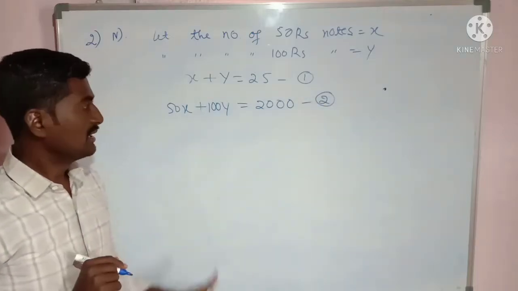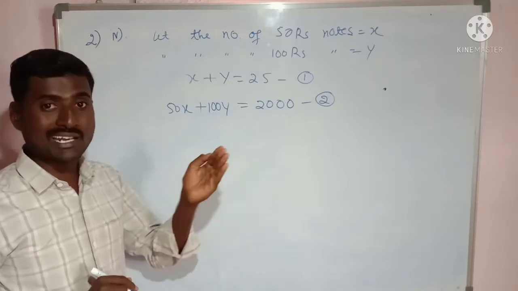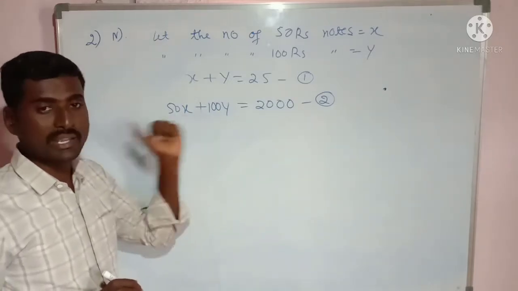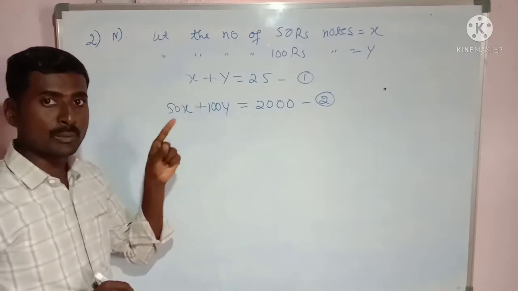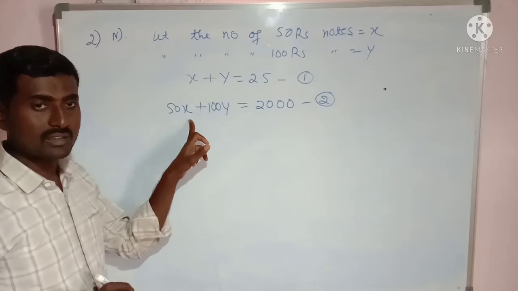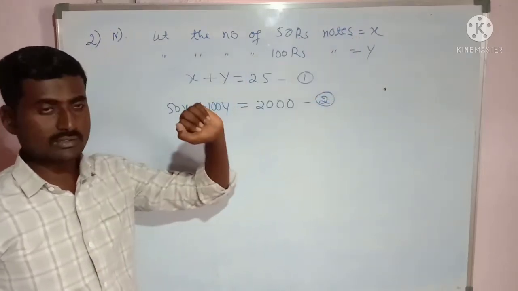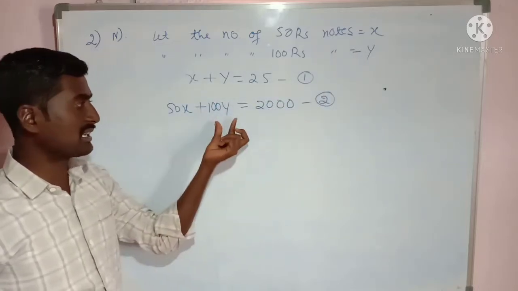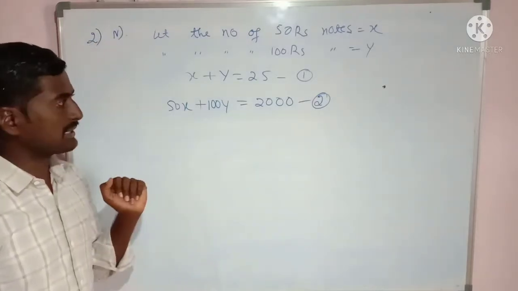So they said that she received 2000 rupees from the cashier. So I can write that as 50x plus 100y, because the amount received by her of 50 rupee notes is 50x. x is the number of 50 rupee notes. y is the number of 100 rupee notes. So 50x plus 100y equal to 2000. Now we have to solve this by the elimination method.